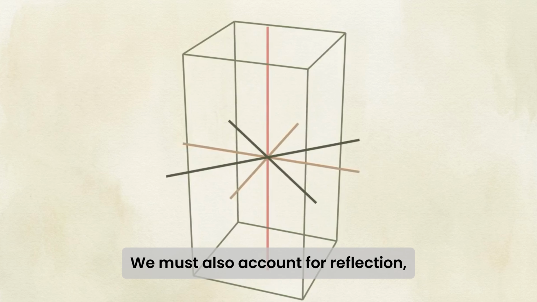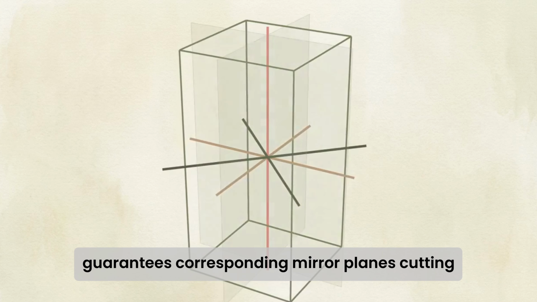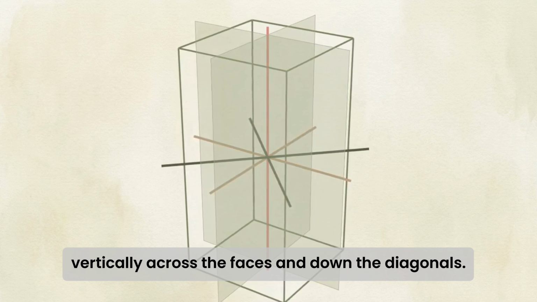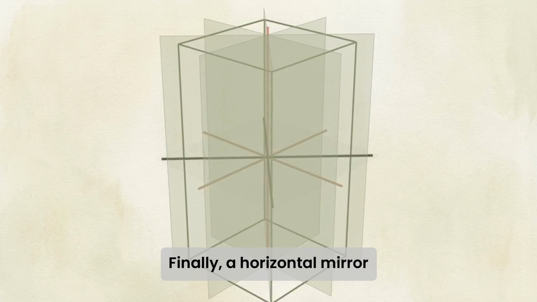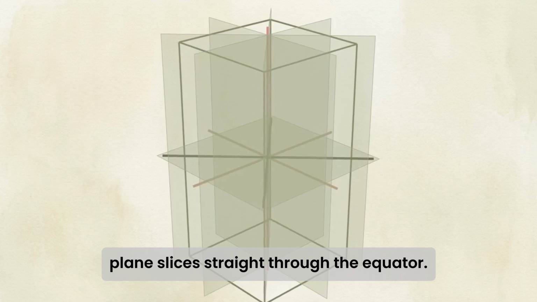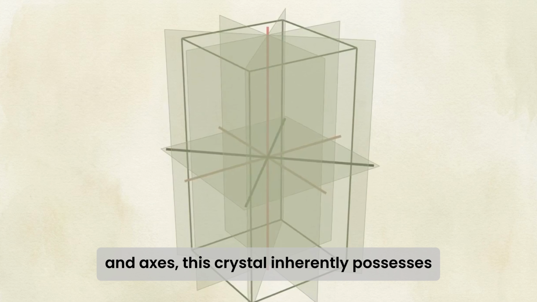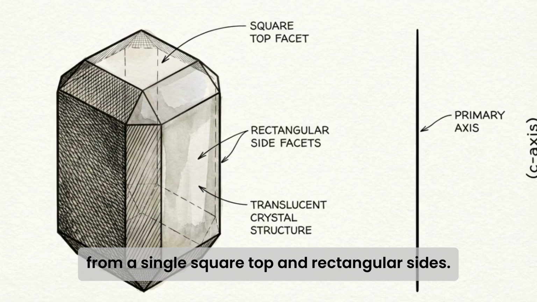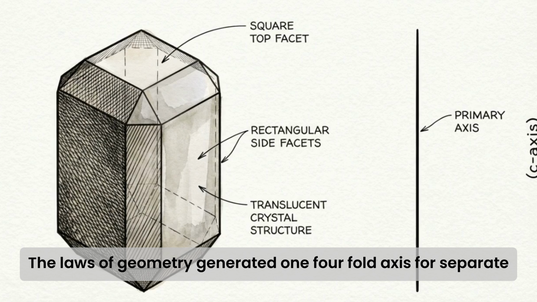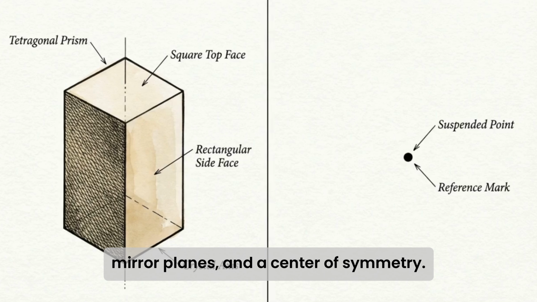We must also account for reflection. The layout of the square top and rectangular sides guarantees corresponding mirror planes, cutting vertically across the faces and down the diagonals. Finally, a horizontal mirror plane slices straight through the equator. Because of the sheer density of these intersecting planes and axes, this crystal inherently possesses a central point of inversion. From a single square top and rectangular sides, the laws of geometry generated one four-fold axis, four separate two-fold axes, 5 distinct mirror planes, and a center of symmetry.